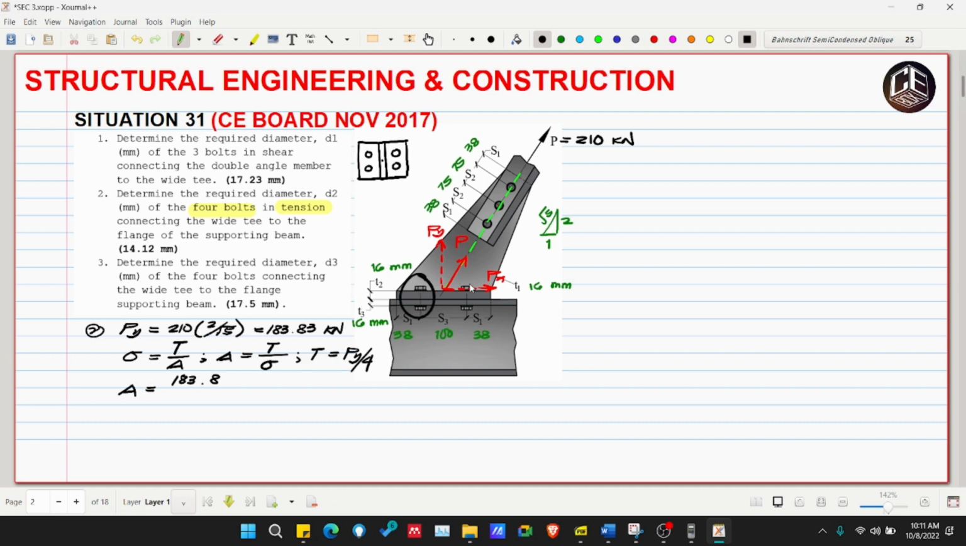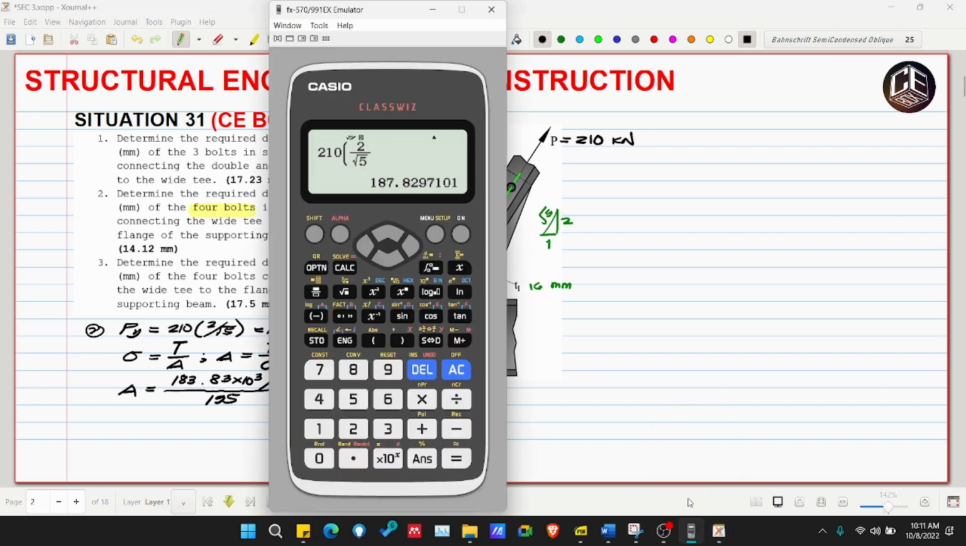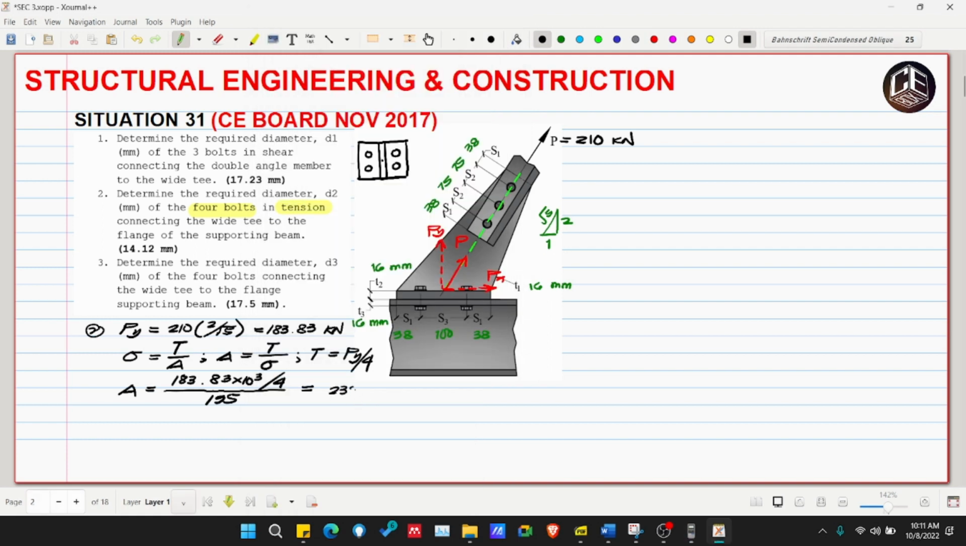Bakit? Kasi, yung ating Py ay madidistribute sa 4 na bolts. Okay, so this is 187.83 times 10 raised to 3, gawin natin siyang Newton, then over 4 over tensile stress na 195. So, ang area natin is 235.68 millimeter squared. Okay? So, ngayon, ang ating diameter, circle pa rin naman to, hindi ba?